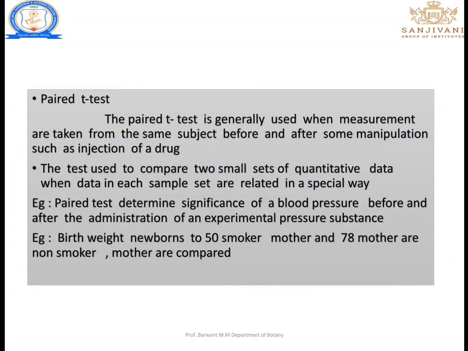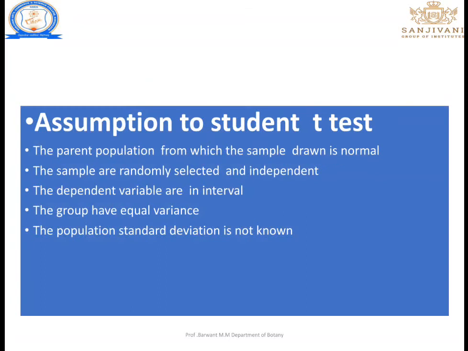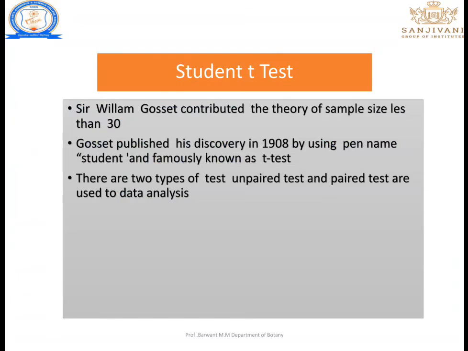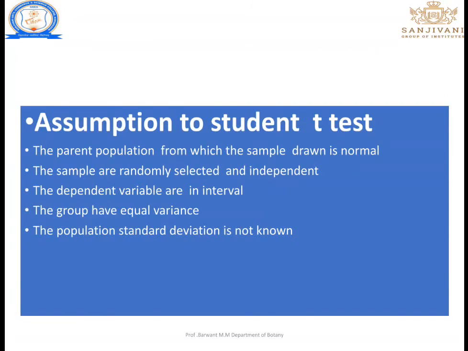Okay, this is the student t-test, discovered by Sir William Gosset. He published his discovery in 1908 using the pen name Student, and it is famously known as the t-test. There are two types, the paired test and the unpaired test. Before seeing them, we saw the assumptions, that is, what we assume for the test. These are the assumptions given by Sir William Gosset.